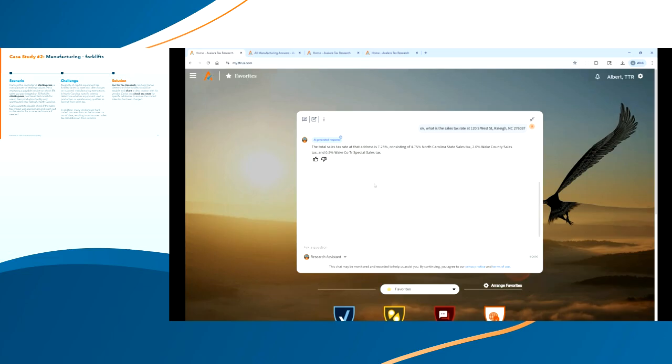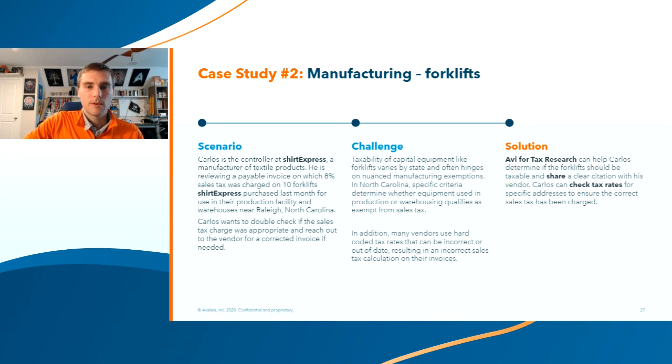So now let's go back to the slide. So we're going to look at one more example of how we can use Avi to accelerate our tax research.